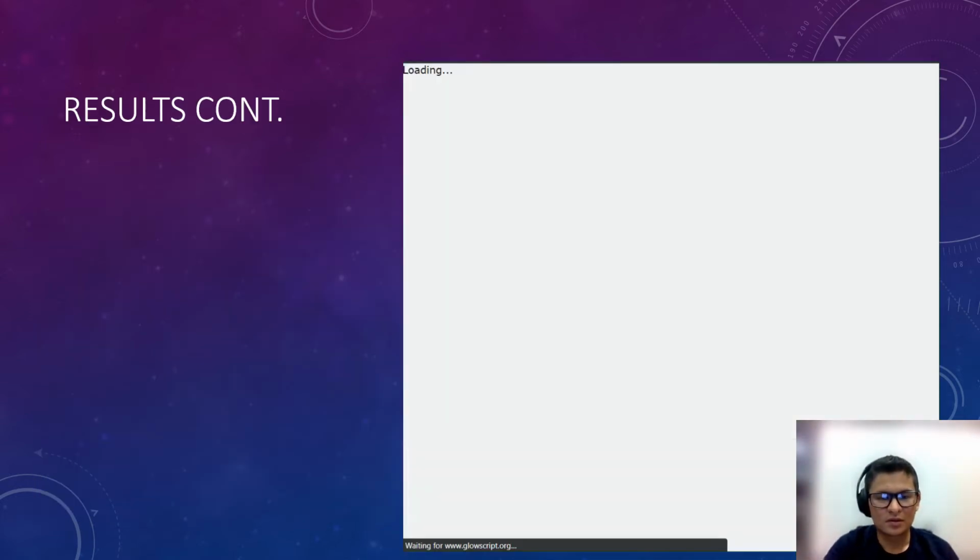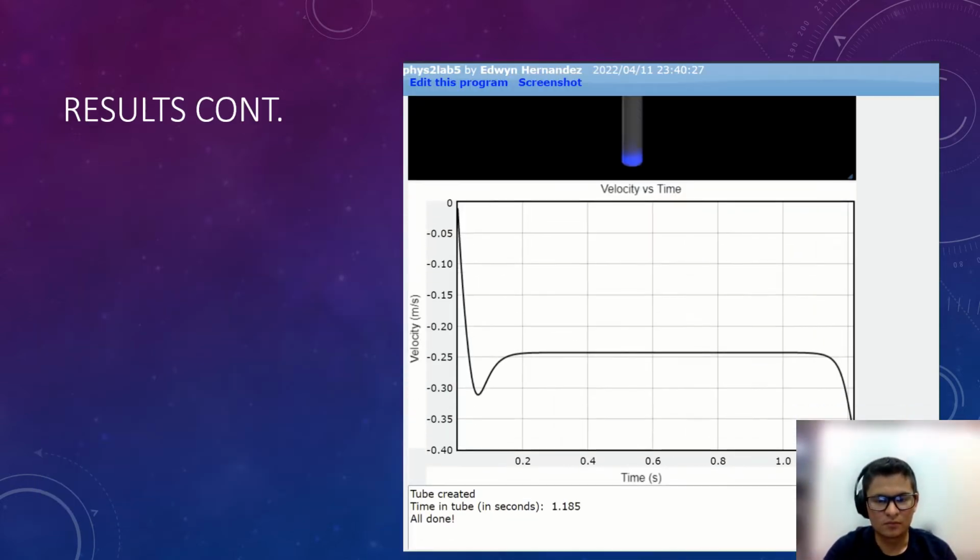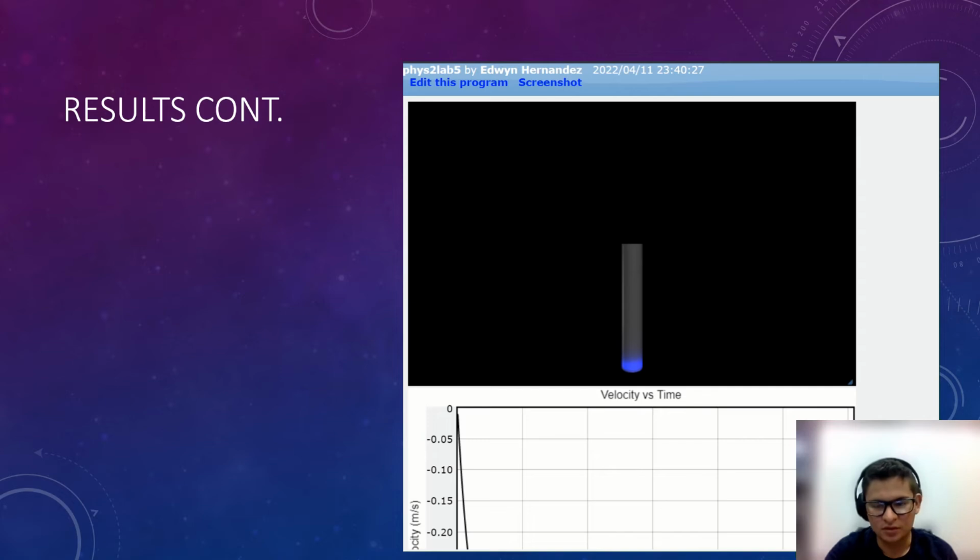This is the video that I have here, which shows the graph and also the tube. I show here how it works, and so you can see the video and the seconds it took.